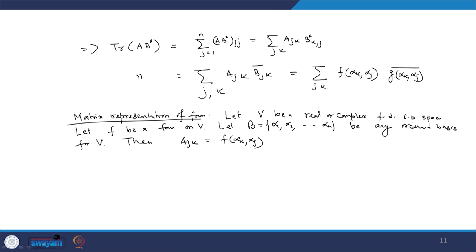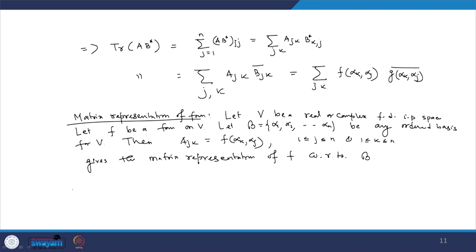So, if I define A_jk equal to f(alpha_k, alpha_j) for 1 ≤ j ≤ n and 1 ≤ k ≤ n, this gives the matrix representation of f with respect to the ordered basis B. The matrix representation of a form may not be the same as the matrix representation of the corresponding linear operator. They will be equal if we consider an ordered basis that is orthonormal. Otherwise, the matrix representation of the form will differ from the matrix representation of the corresponding operator.